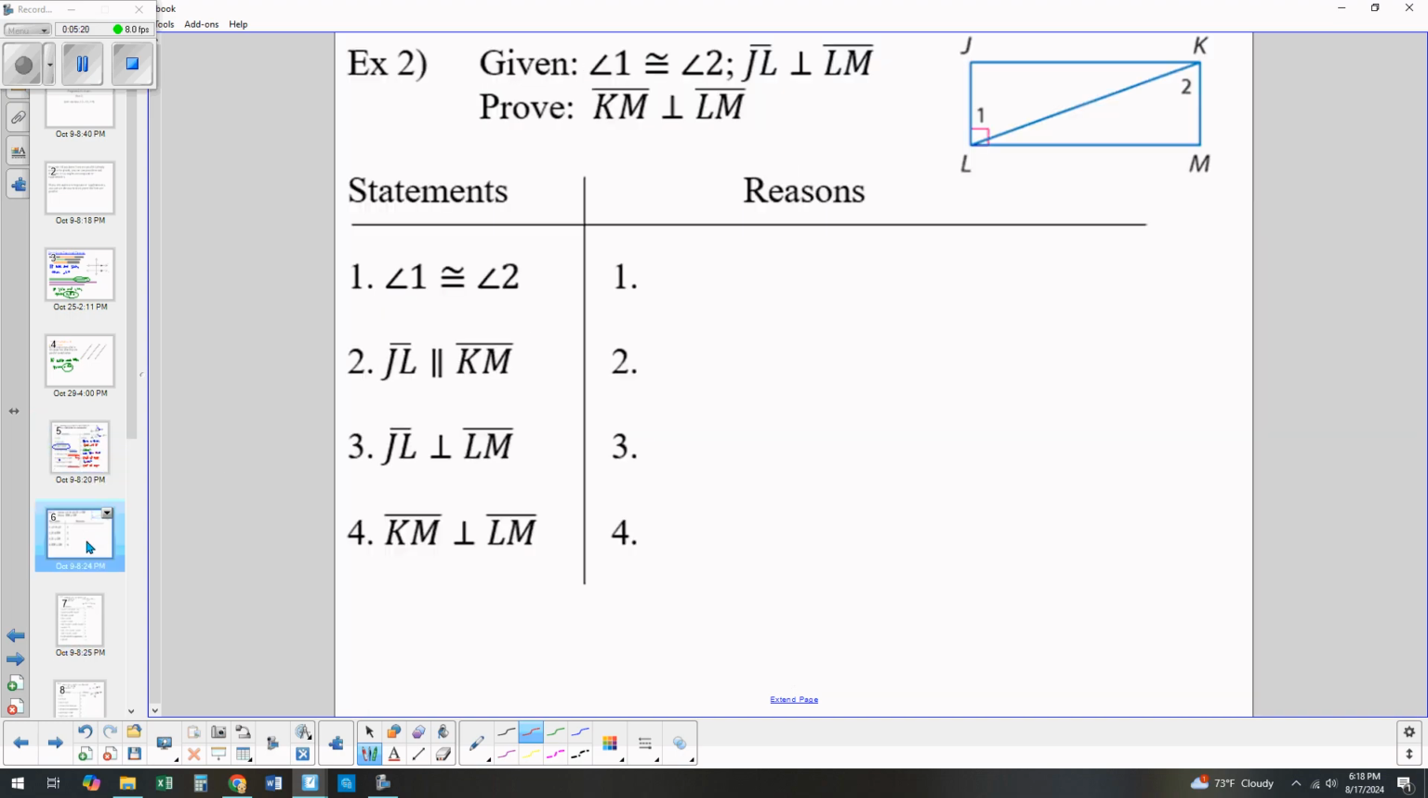Let's try a few more together. So example 2, we have two things that are given to us. Angle 1 is congruent to angle 2 here at step 1. And segment JL is perpendicular to segment LM here in step 3. So step 2 has the fact that JL is going to be parallel to KM.